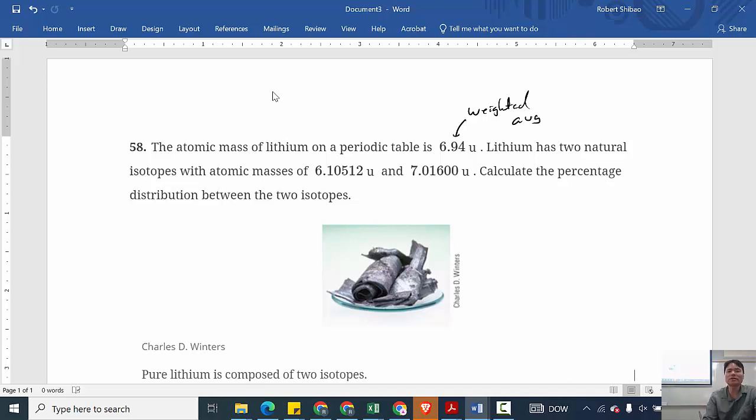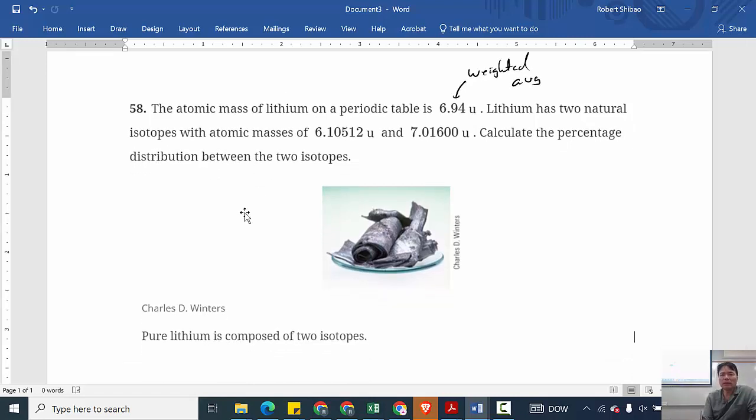Lithium has two natural isotopes with atomic masses of 6.10512 and 7.0160 U. Calculate the percentage distribution between the two isotopes.